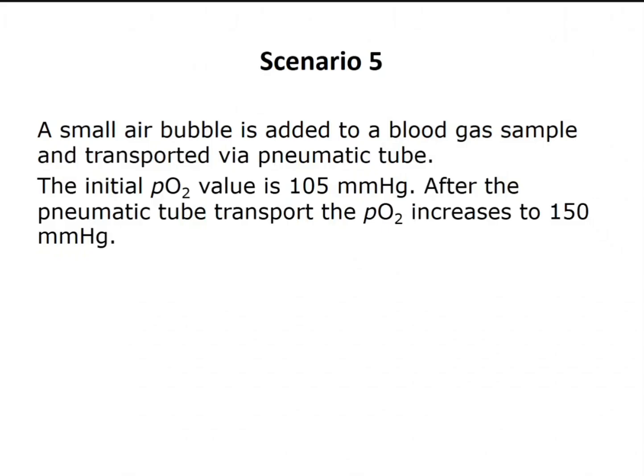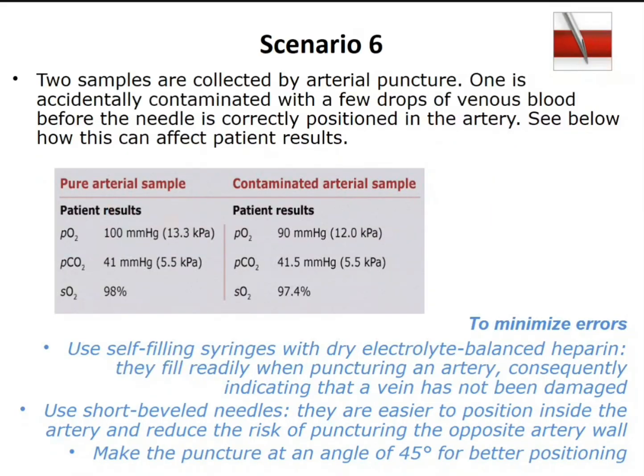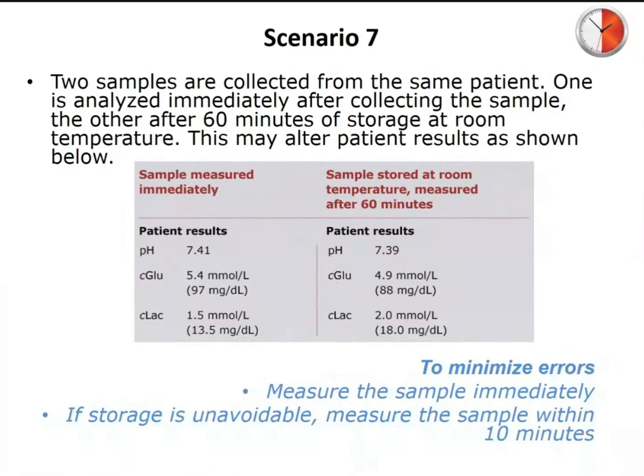A small air bubble is added to a blood gas sample and transported. Initial PO2 is this. After pneumatic tube transport, it increases to 150. Similar to what we just saw. Then two samples are collected from the same patient, again, and the sample is measured immediately.